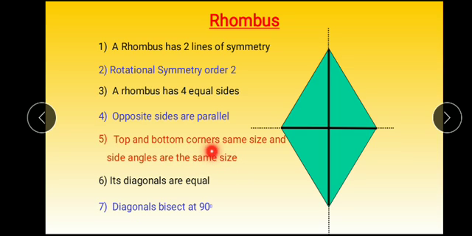Top and bottom corners. So this is the top and this is the bottom. So this angle is equal to this angle. Similarly, this angle is also equal to this angle. Its diagonals are equal. So both the diagonals of a rhombus have the equal measure. Diagonals bisect at 90 degree. So the diagonals will bisect in such a manner that all the angles will be equal to 90 degree, or we can say all the angles are equal to right angles.